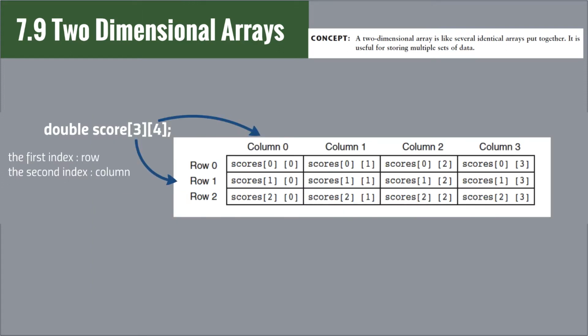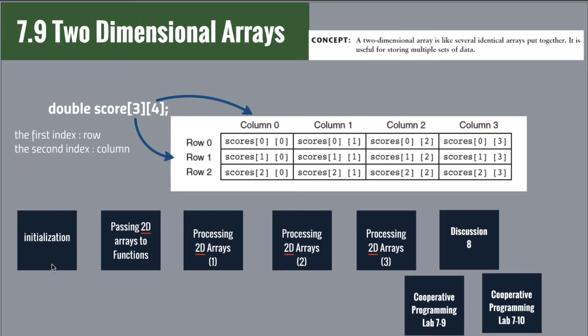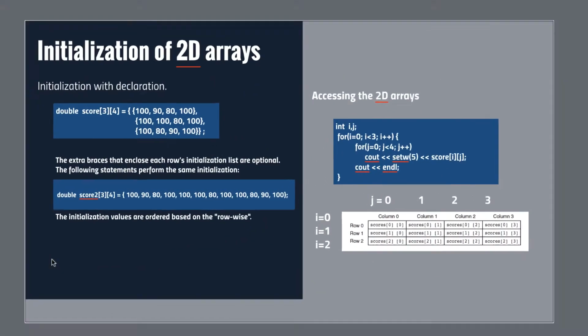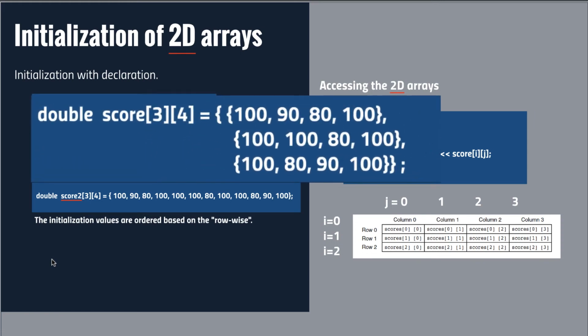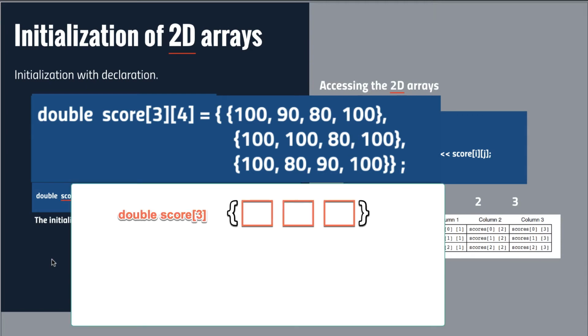Now let's look into a detailed code example for initialization. In this example, we will declare a two-dimensional array. The name is score. It has double type and 3 rows and 4 columns. Like I said, we can think of this array as a one-dimensional array with 3 elements, and each element is also an array. It has 4 elements. Thus, when we say score[0], it denotes the first element.